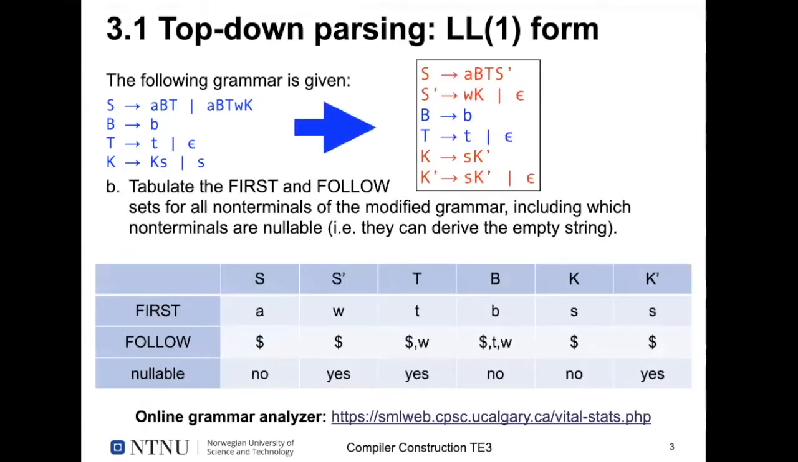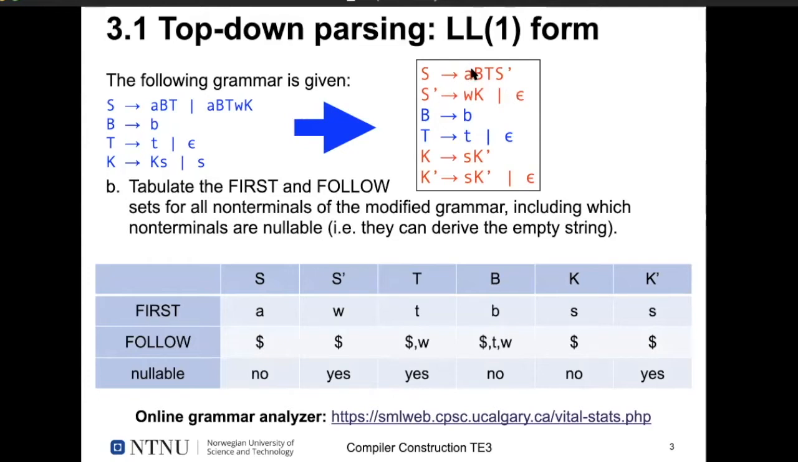The next question was to tabulate the first and follow sets for the non-terminals and also indicate which of our non-terminals are nullable. This means they can derive the empty string. Now let's start with the simple ones, the nullables here. Nullable is everything that obviously can derive just to an epsilon.